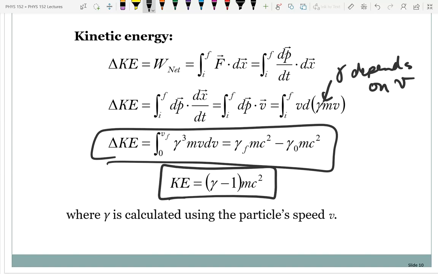In general, would you consider this easier or harder than the equation we learned for kinetic energy before? Lauren? Okay, roughly the same looking. It doesn't look like it's that complicated. It looks roughly the same. Now we're going to go forward with this.